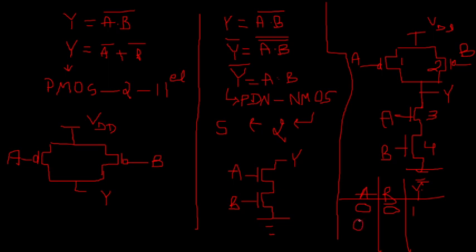When one input A is 0 and the other input B is 1, what will happen? Which transistors will be on? Transistor number 1 will be on and 4 will be on. But although transistor 4 is on, 3 is off, so Y cannot be equal to 0. Why? Because they are connected in series. For a series connection, both should be on. Because transistor 1 is on, Y can be connected to VDD through transistor 1, so it will be 1.